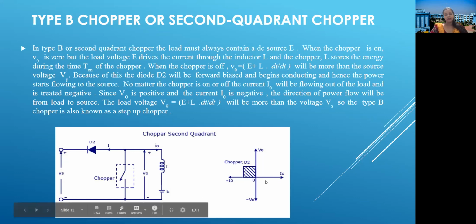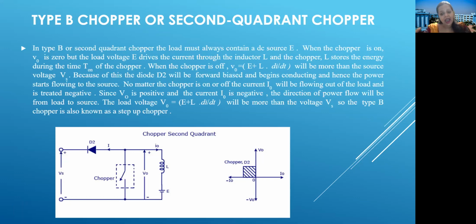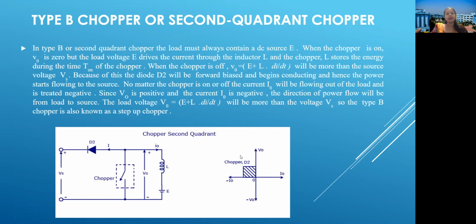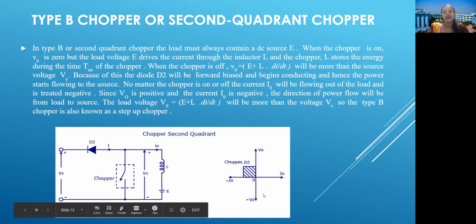See here, you have a graph, right? Where the x-axis is representing current, obviously output current, and the y-axis is representing output voltage. So in the first quadrant, it's positive current, positive voltage. In the second quadrant, it's negative current, positive voltage. In the third quadrant, it's negative current, negative voltage. And in the fourth quadrant, it's positive current, negative voltage, right?